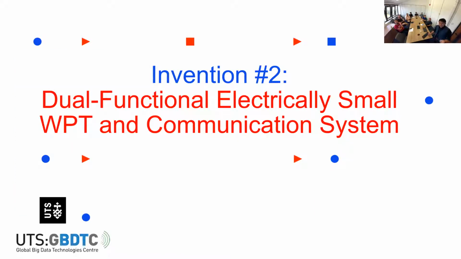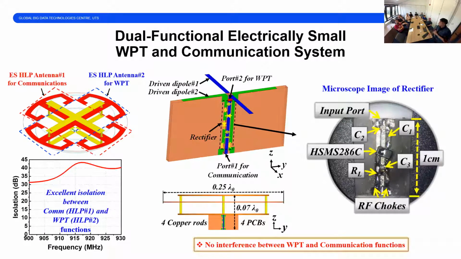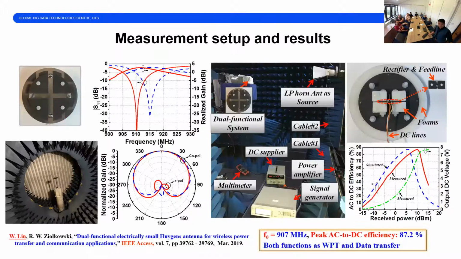And later on, based on the design, we also developed the dual functional one by integrating the communication function and the rectenna function together, using the dual polarized characteristics. So they have very high isolation in this Huygens antenna in the cross placement. Both of the elements can work independently. So we developed a system that can work as an antenna and also a rectenna together. And these are some of the measurement results.